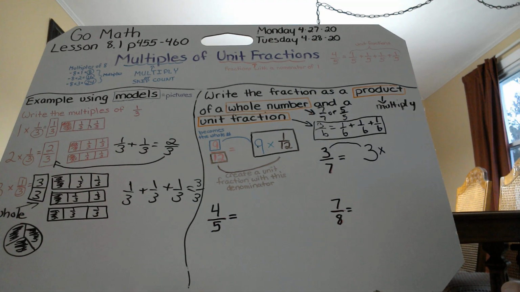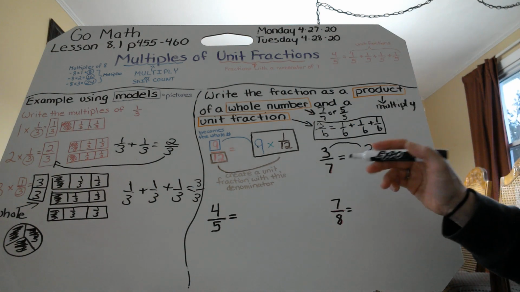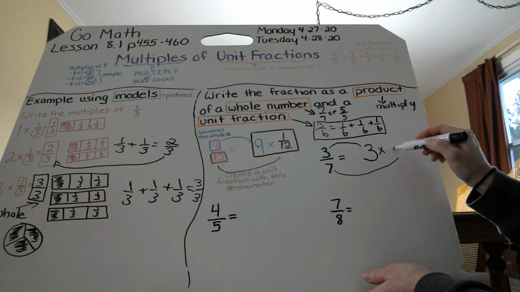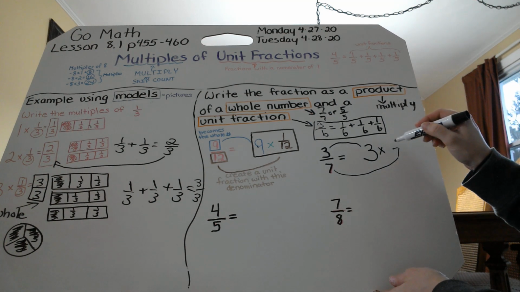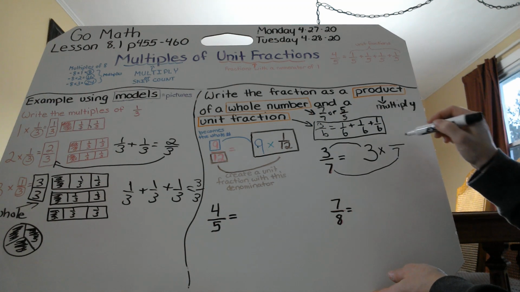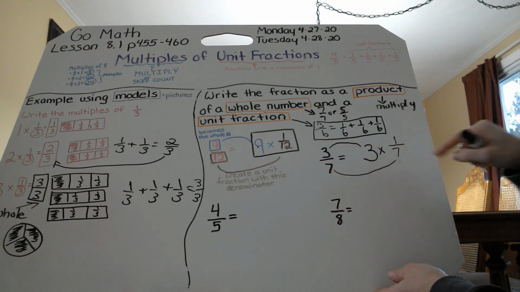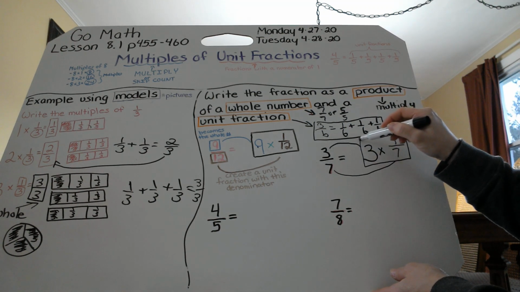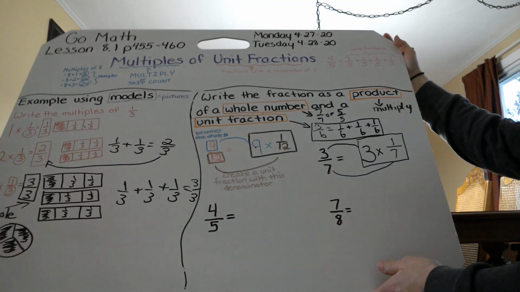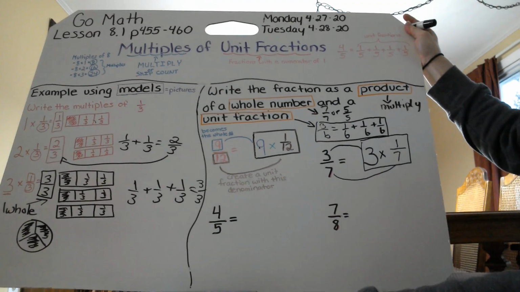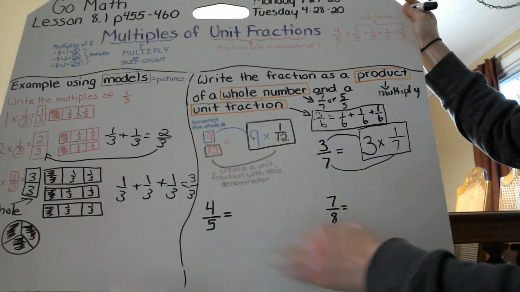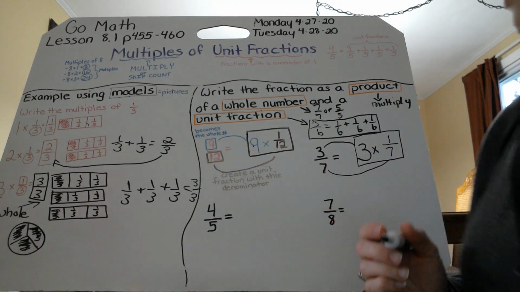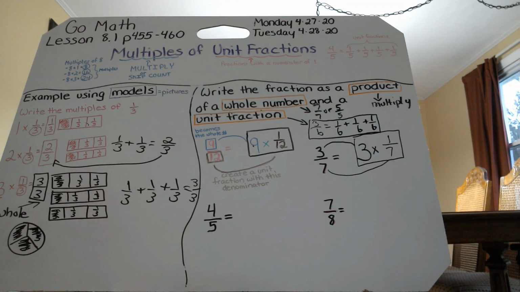And now I need my unit fraction. I get my unit fraction by taking my denominator, flying it over here, putting it right there. I put my fraction line, and I put a 1 right on the top because that's my unit fraction. I know my unit fraction needs a numerator of 1. So 3/7 equals 3 times 1/7. I'll let that sink in for a second.